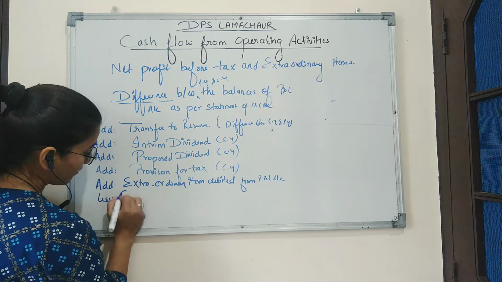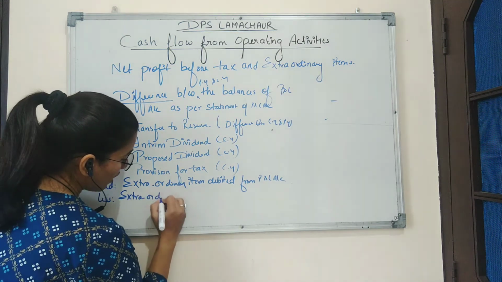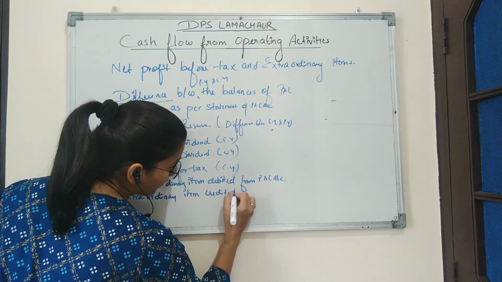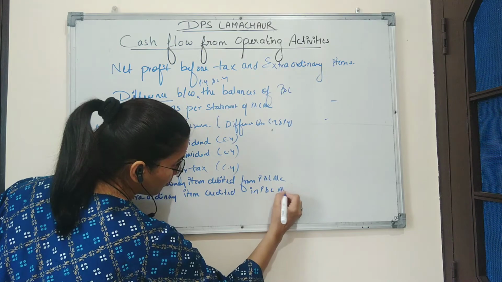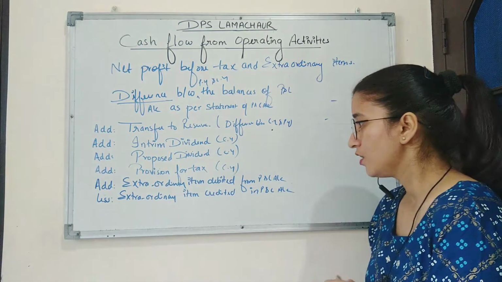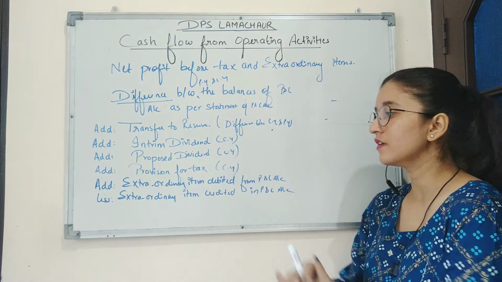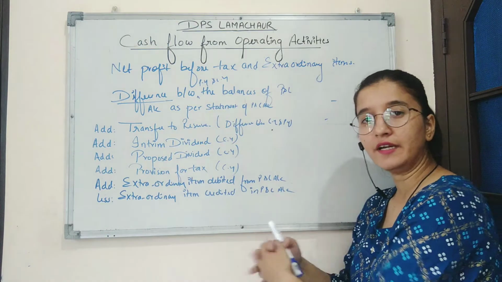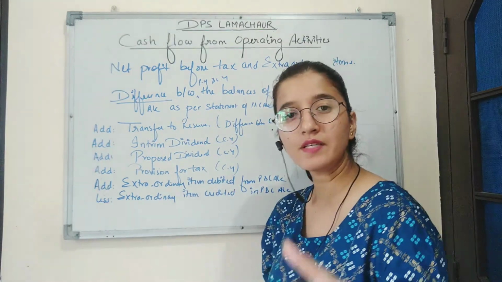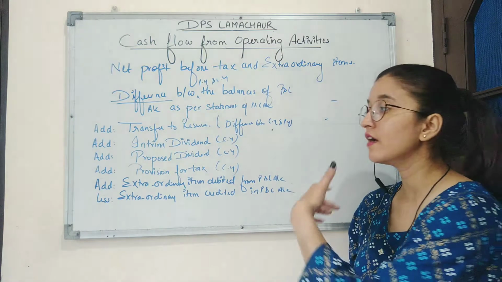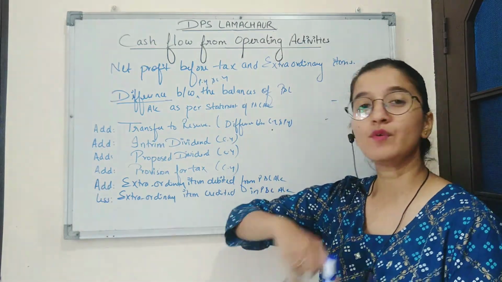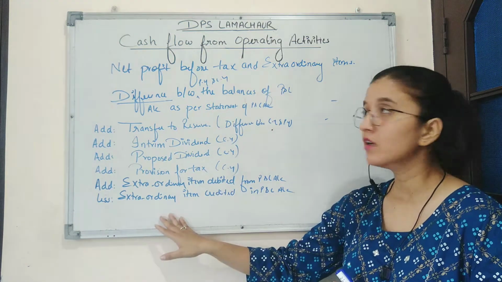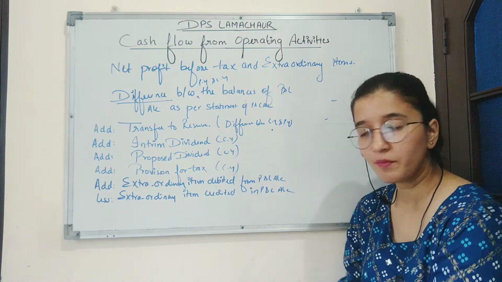Next we will deduct extraordinary item credited in P&L account. For example, the company has received an insurance claim, and that amount has been added in the net profit. But that insurance claim is considered as non-operating income. So that non-operating income which might have been added in the profit, to nullify that effect, we will subtract that from net profit to calculate the net profit from operating activities.